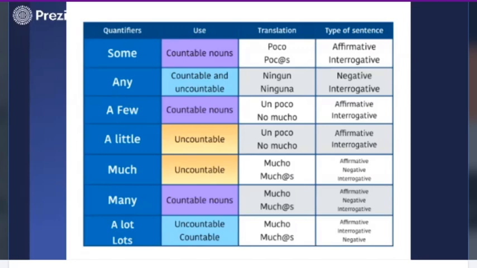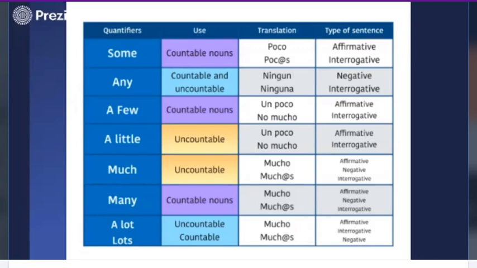¿Tienes alguna manzana? A few. Countable, we use it with countable nouns and means un poco o no mucho. A few apples. And you use it for affirmative and interrogative. A little. We use it for uncountable. It means un poco, no mucho, but only with uncountable. Like, look at the difference. A few is with countable and a little with uncountable. And we use it for affirmative and interrogative. Like, do you have a little milk? ¿Tienes algo o un poco de leche?